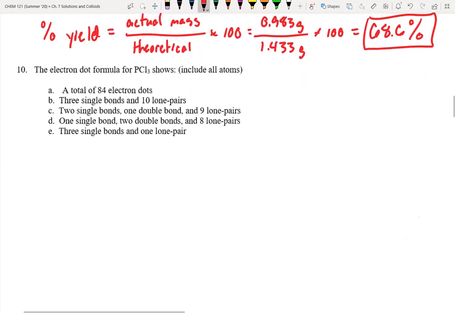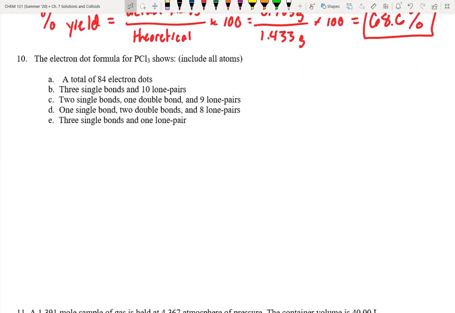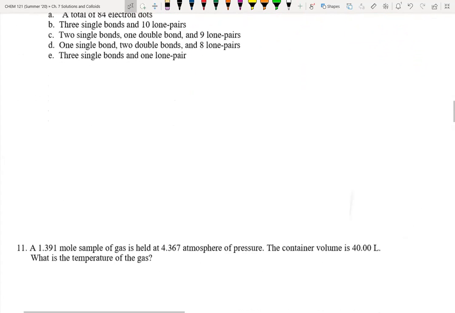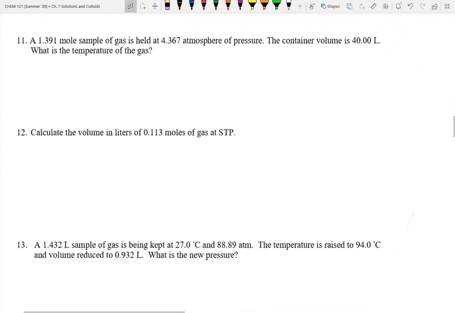All right, number 10 is related to Lewis dot structures. Does anybody want to do this just as a refresher, or should we skip it? Skip it. Skip it? Okay, seems like we kind of mastered that on our last exam, or hopefully we did.